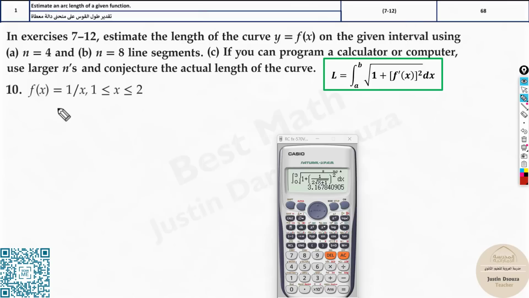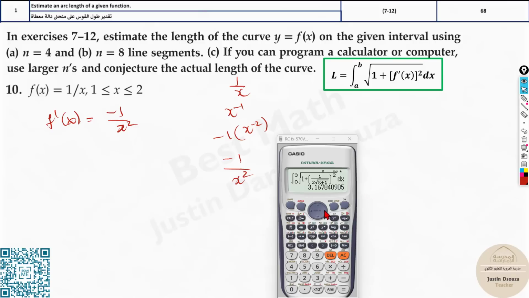The first thing is the derivative of f of x. See, it's 1 by x. Now the long procedure would be taking this up. It will be x minus 1 into x power minus 2, and then you take it down. But you can just remember this formula. Derivative of 1 by x is minus 1 by x squared. So you can directly take this.